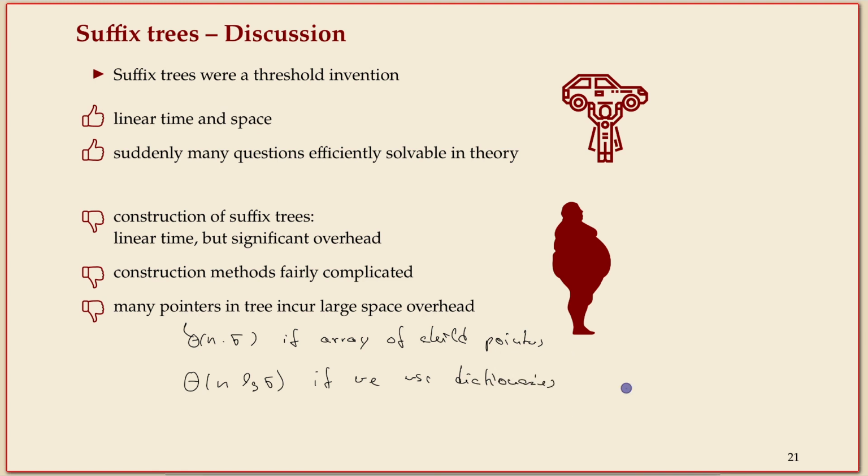But then we can't in constant time go from one node to its children because we have to use a dictionary lookup to get there. So it seems there's no perfect solution, and people played with this quite a while. There are some nice trade-offs, but no one was perfectly happy.